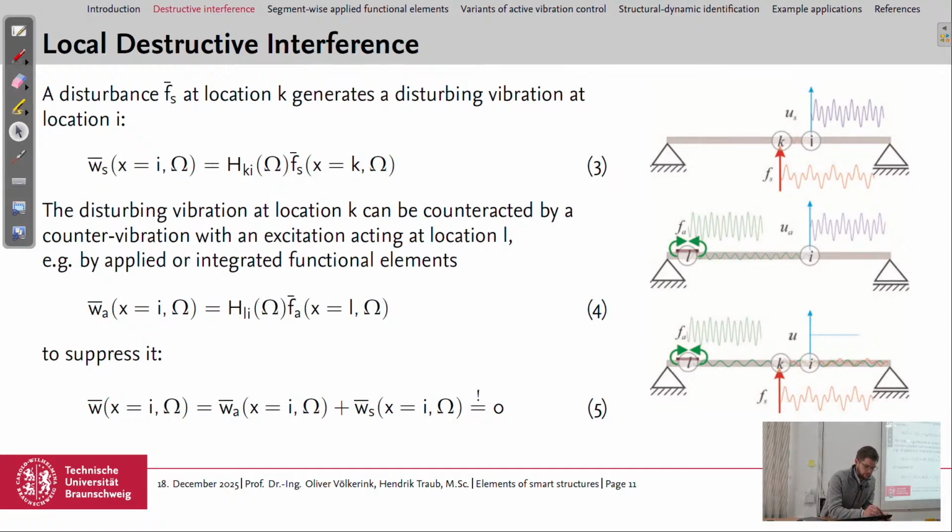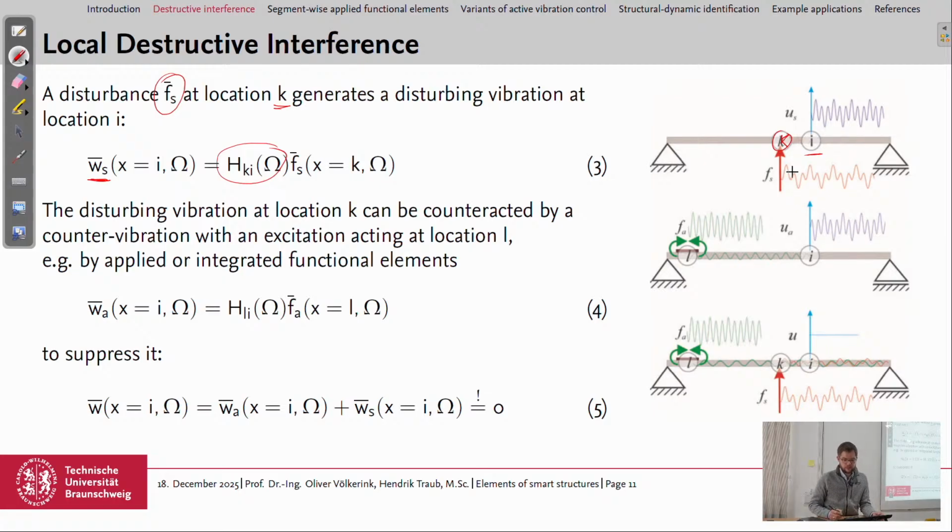So we now have a deeper look at the local destructive interference. We have a disturbance Fs at a location K. So this is the red disturbance here at point K. And this generates a disturbing vibration we want to get rid of. And we use the transfer function from point K to I to describe the vibration behavior of the beam at this point I.